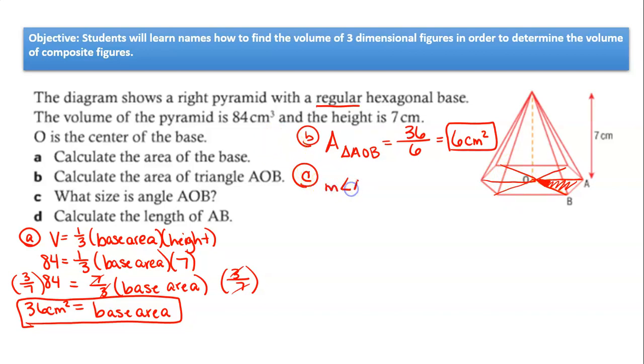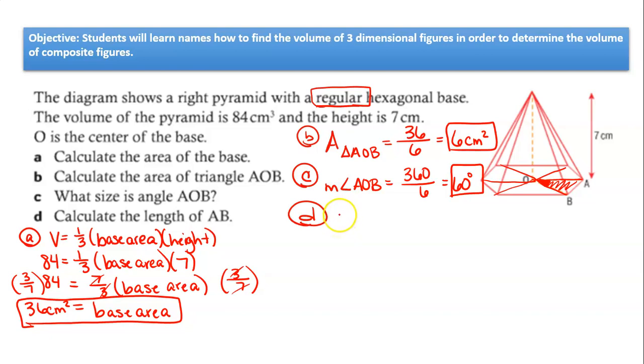So the measure of angle AOB is equal to 360 divided by 6, which gets us 60 degrees. But again, all of that for parts B and C is coming from this clue word here, that it's a regular hexagonal base, which means all those side lengths and all those angles, those triangles, are all congruent to each other.